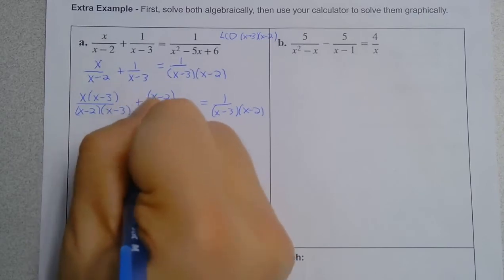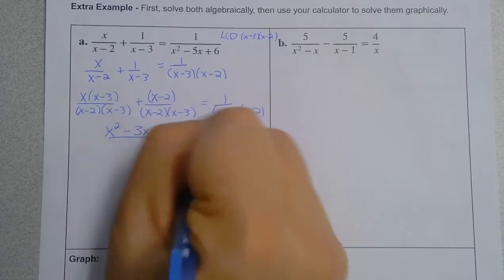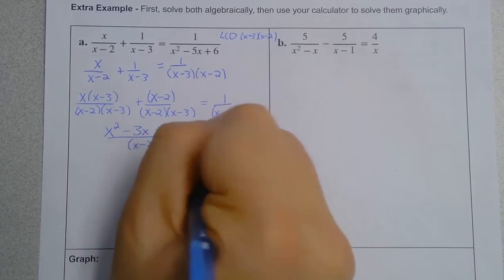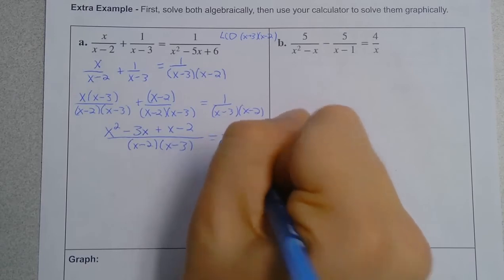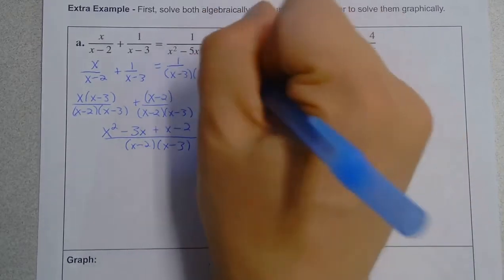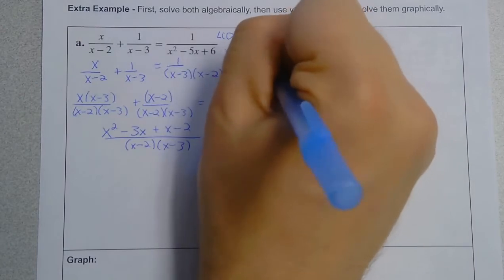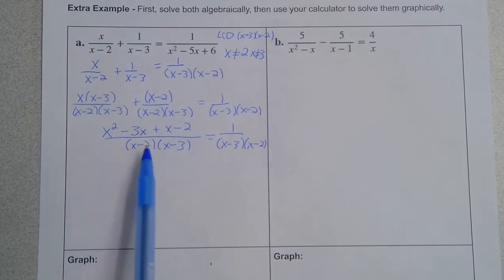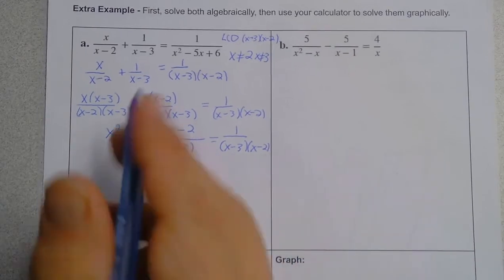So x times x is x squared minus 3x plus x minus 2 over x minus 2 times x minus 3. And then equals 1 over x minus 3 times x minus 2. Now, a couple things for the domain. x cannot equal 2 and x cannot equal 3 because we'd have division by 0. So I'm going to multiply both sides of the equation by x minus 2 times x minus 3, and that's actually just going to drop the denominator.